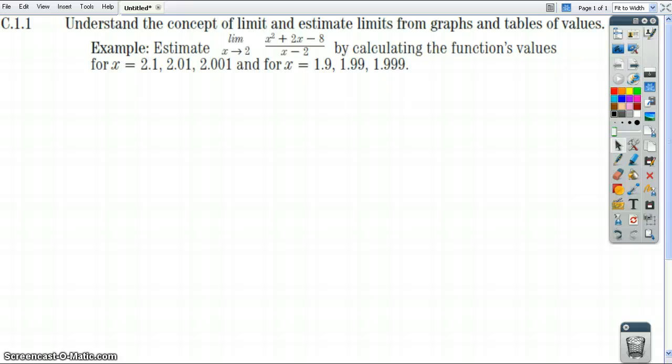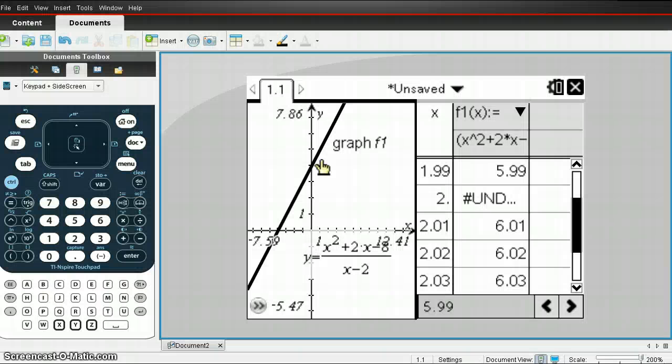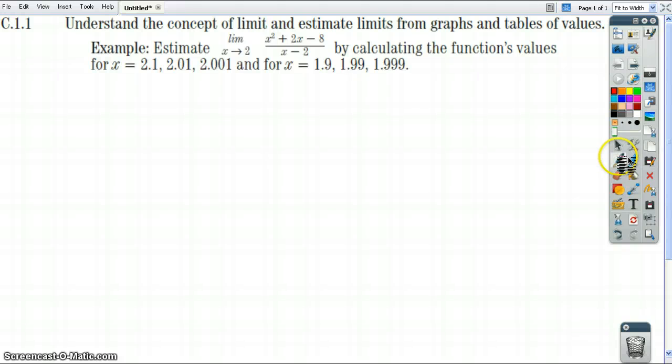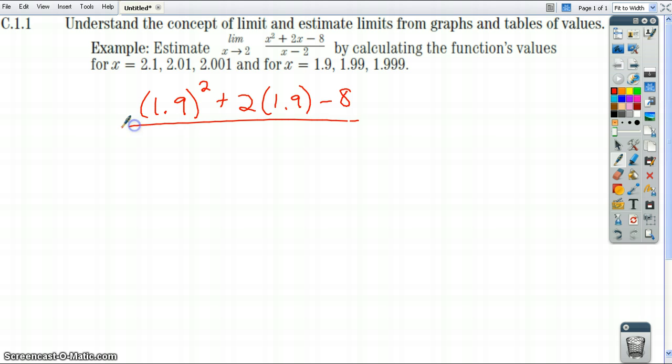Well, we can make a table of those values, as you already saw. You can make this table by hand and just plug in the numbers. So for instance, if you were doing this by hand, you could say 1.9 squared plus 2 times 1.9 minus 8, all over 1.9 minus 2, and calculate that, and do the same for 2.1 and see what you've got. So that's what we're doing, and that's going to lead to the next concept. So that is the basic idea of a limit.